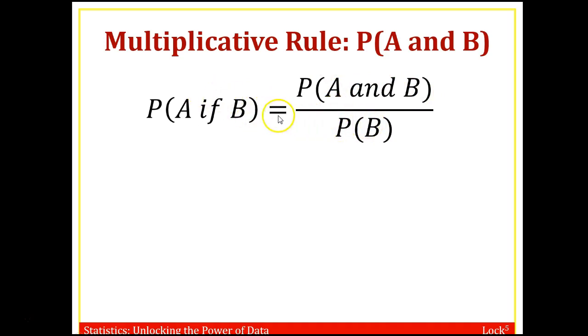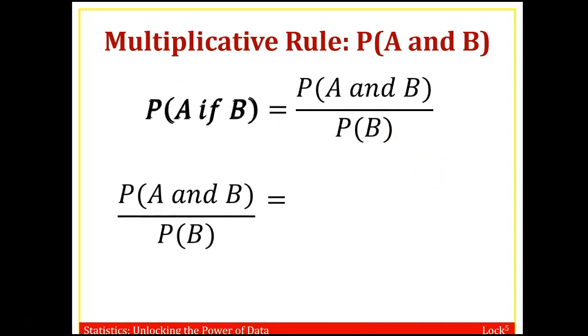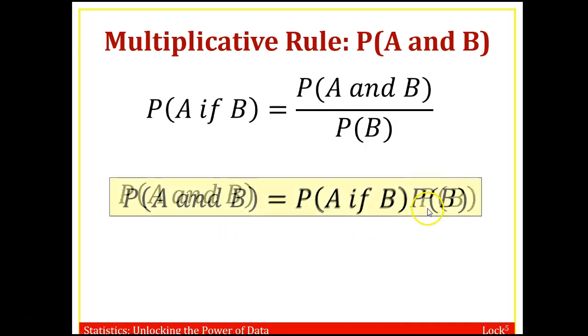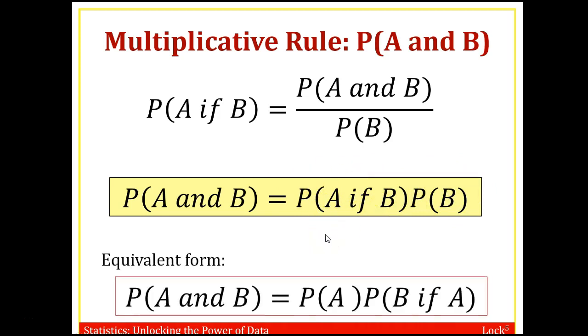If you can go back to your algebra class, we can multiply both sides of this equation by the probability that B happens, and get this formula here. The probability that A and B happen is the probability of A if B times the probability of B. I know this notation could be cumbersome, especially since this might be the first time you've used it. But the probability of B is just like X, and the probability of A if B is just like a Y, like doing an algebra equation.